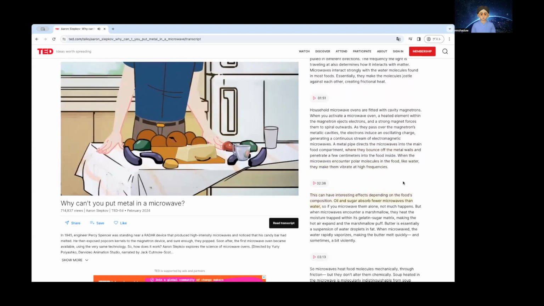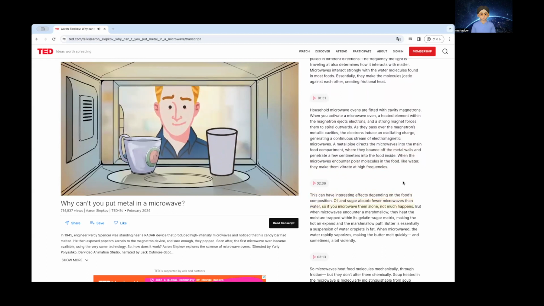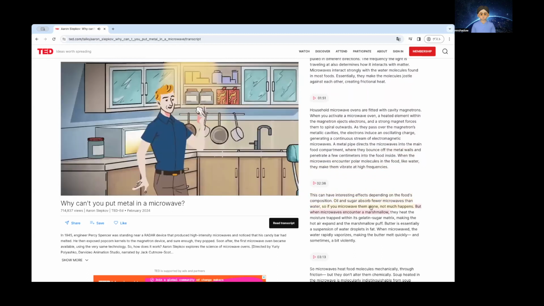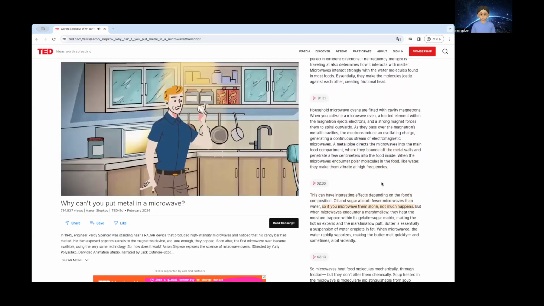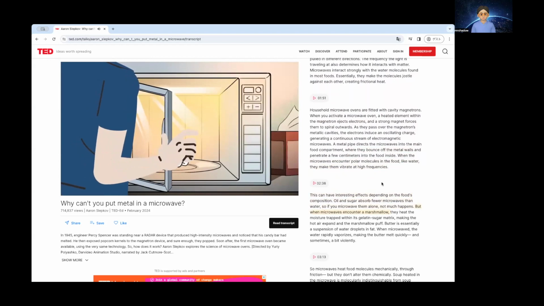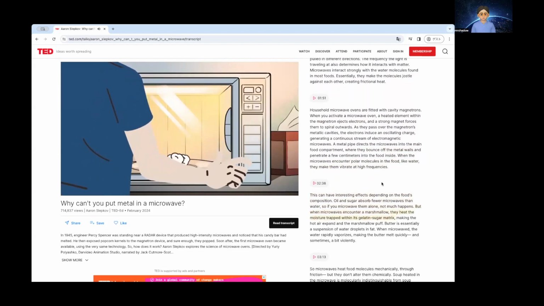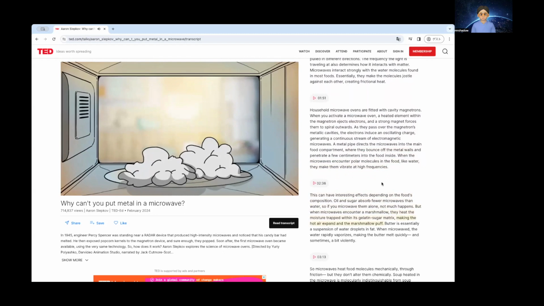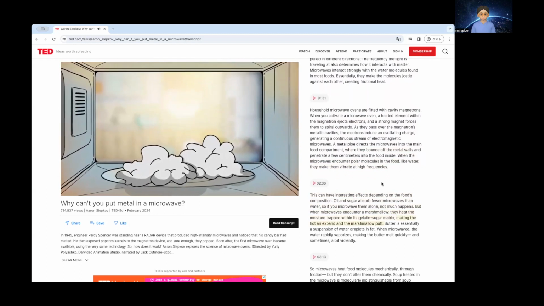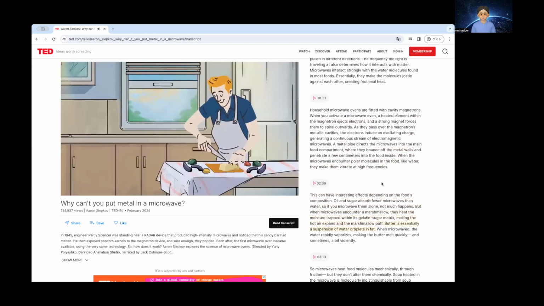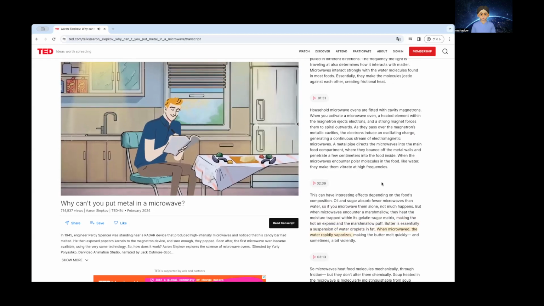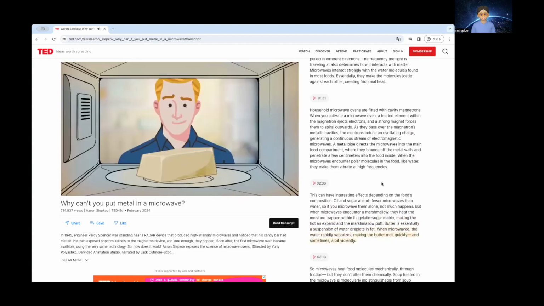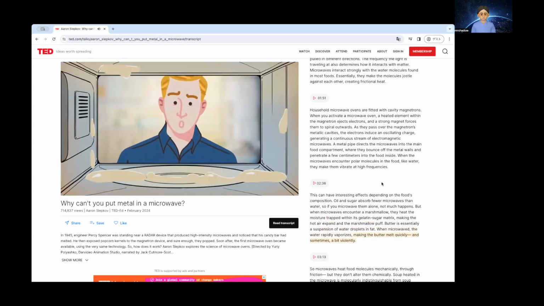Oil and sugar absorb fewer microwaves than water, so if you microwave them alone, not much happens. But when microwaves encounter a marshmallow, they heat the moisture trapped within the gelatin-sugar matrix, making the hot air expand and the marshmallow puff. Butter is essentially a suspension of water droplets in fat. When microwaved, the water rapidly vaporizes, making the butter melt quickly, and sometimes a bit violently.